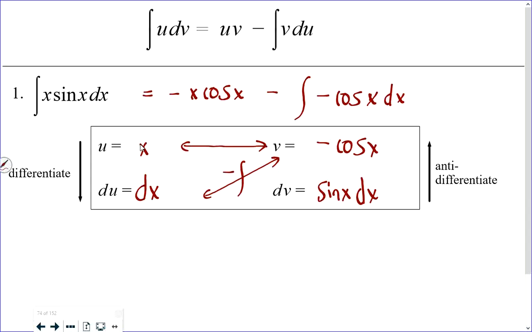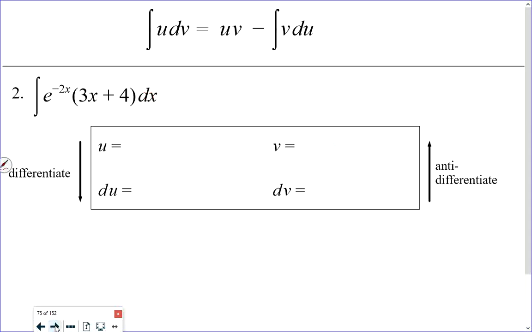If we were to take a look at example 2 using the same technique, or the same notation, I guess, this is not just 3, it's 3 dx. This is not just e to the negative 2x, it's e to the negative 2x dx.